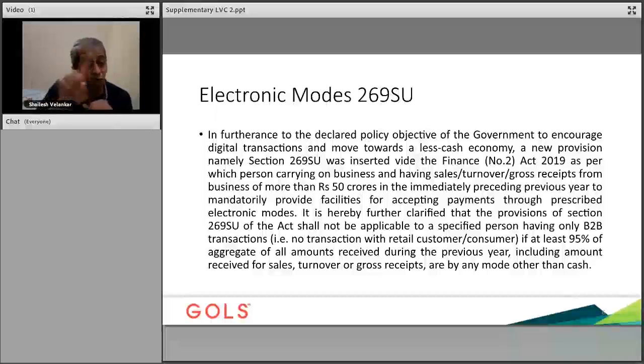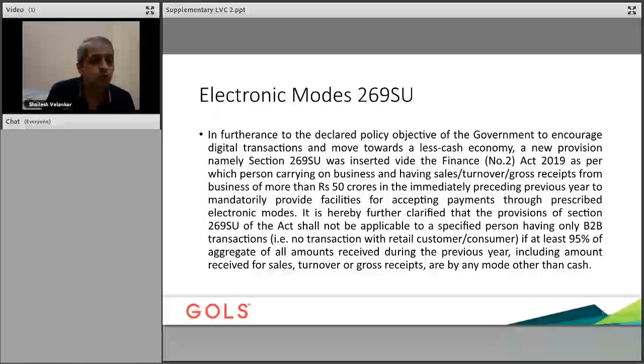Then this section won't be applicable to you. Section 269SU, because anyway there are no over the counter transactions, so there is no question of 269SU becoming applicable. But in that there is one condition, that if you are having only wholesale transactions, only B2B transactions, even then one more condition has to be satisfied, and that condition is that what money you have received from your wholesalers, your B2B transaction people, that money received, 95% of the money received should be non-cash receipt.